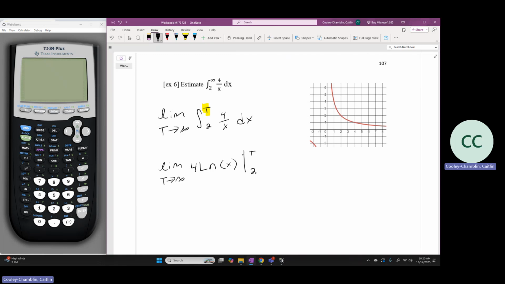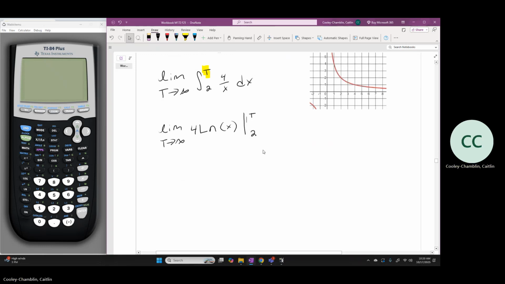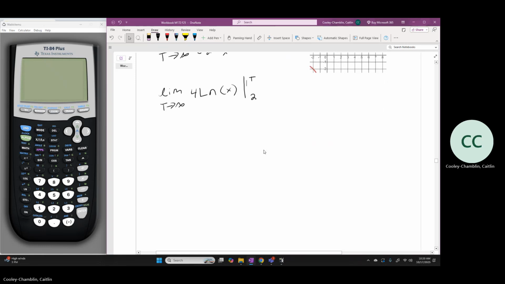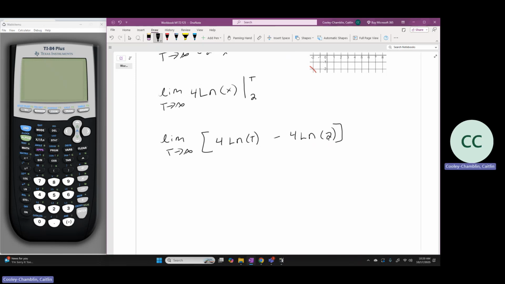Okay, so now we can use the fundamental theorem of calculus. And so we get the limit as t approaches infinity of 4 ln of t minus 4 ln of 2. Okay. So now we can take this limit.